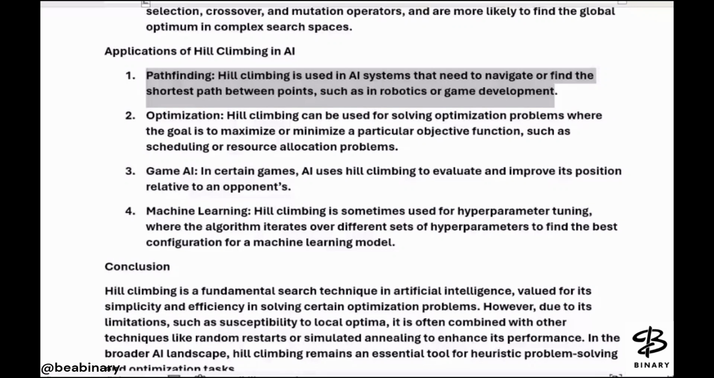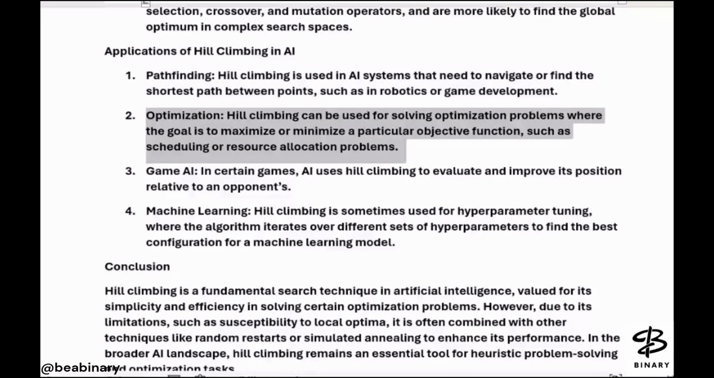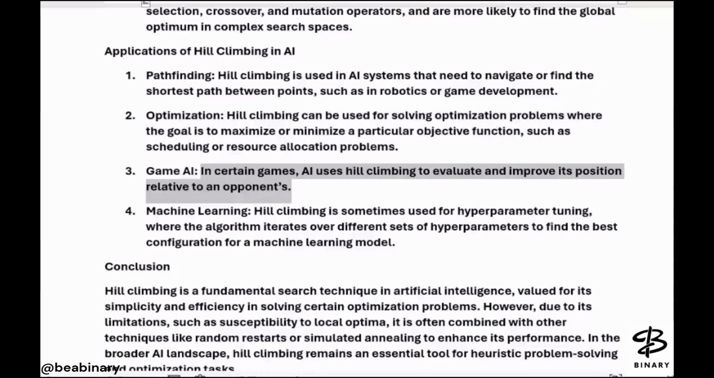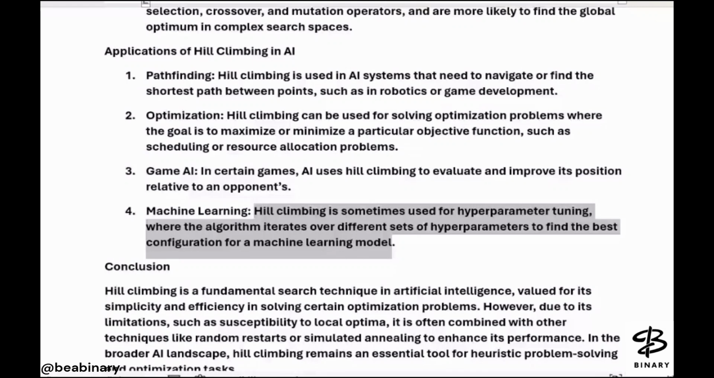Another application is optimization. Hill climbing can be used for solving optimization problems where the goal is to maximize or minimize a particular objective function, such as scheduling or resource allocation problems. Then the game. In certain games, AI uses hill climbing to evaluate and improve its position relative to an opponent, right? So it generally moves to the upper state. And then machine learning, hill climbing is sometimes used for hyperparameter tuning, where the algorithm iterates over different sets of hyperparameters to find the best configuration for a machine learning model.